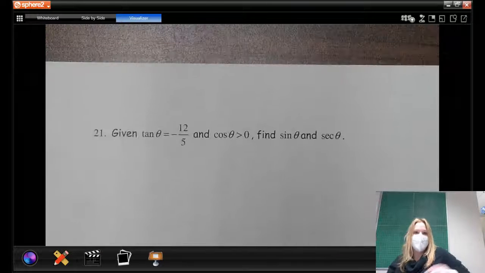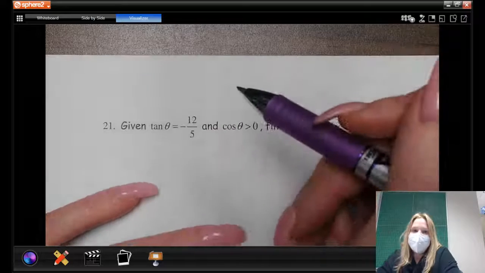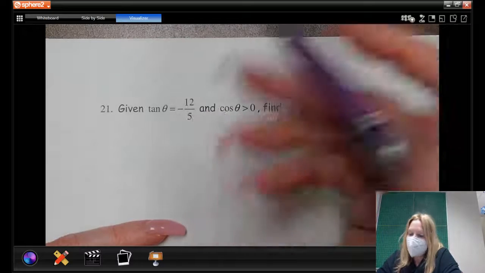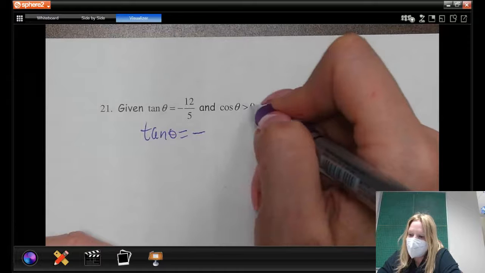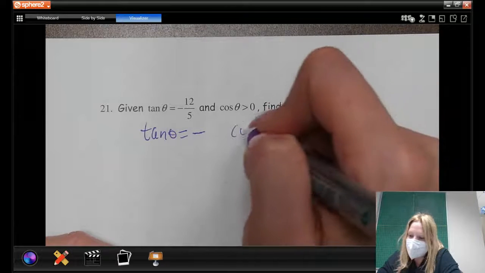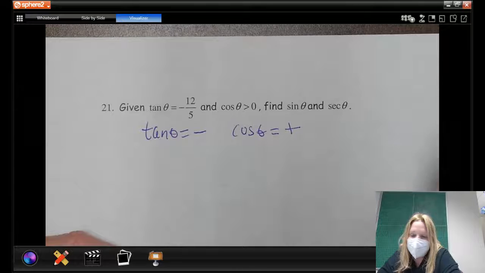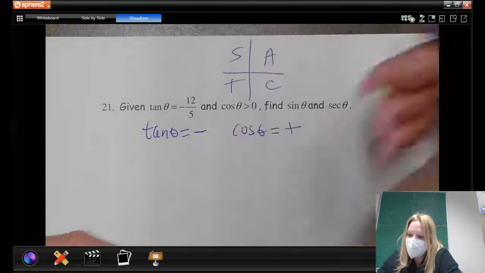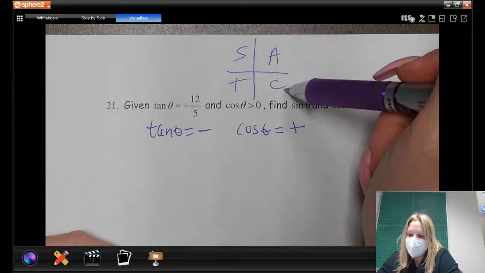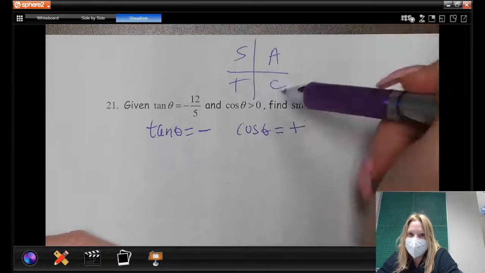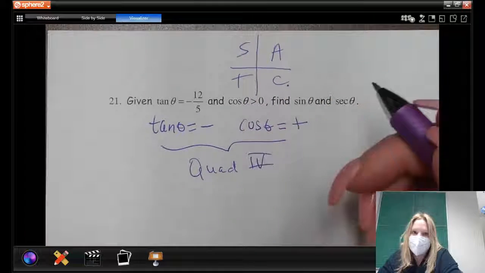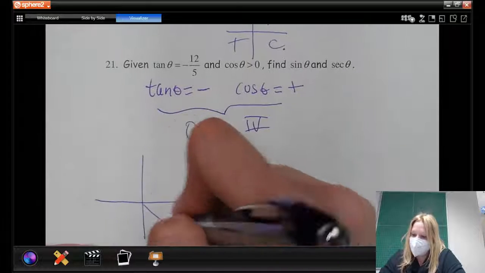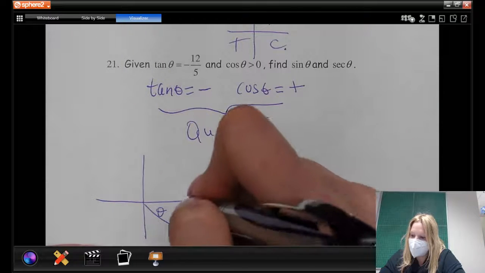Okay, these problems. Tan theta is negative 12 over 5. So what I want to think about is tan is negative. Cos theta is greater than 0, which means cos theta is positive. So if cos is positive, tan is negative. This is where tan is positive. That means we have to be in quadrant 4. So I draw my triangle in quadrant 4.